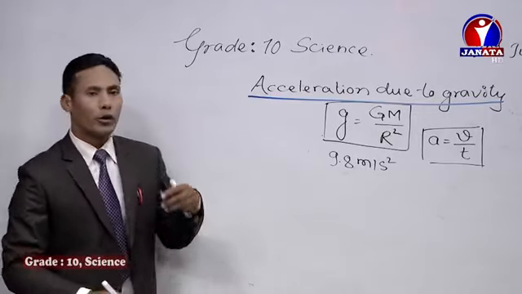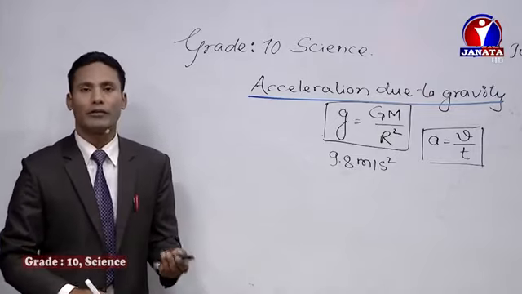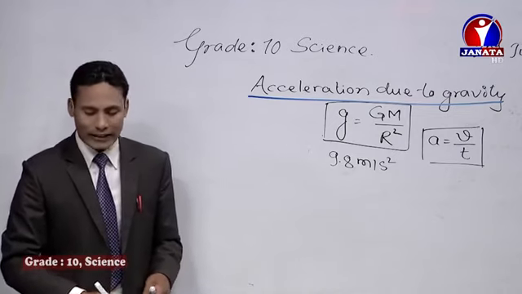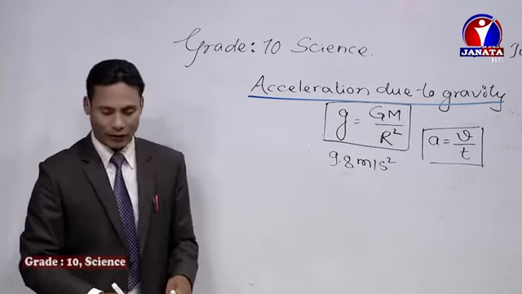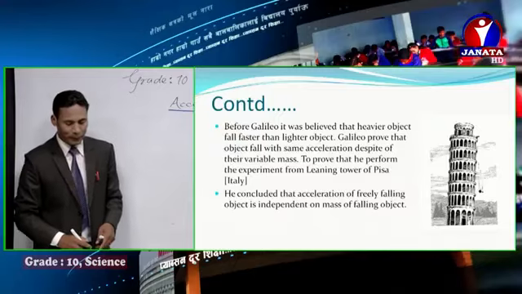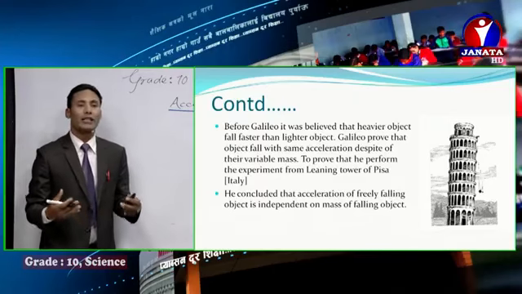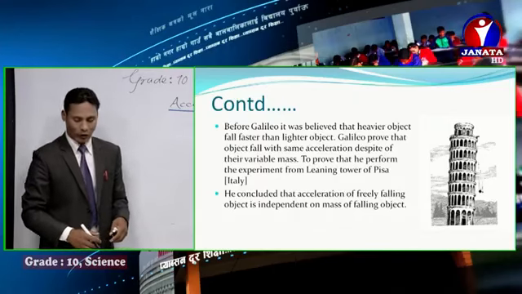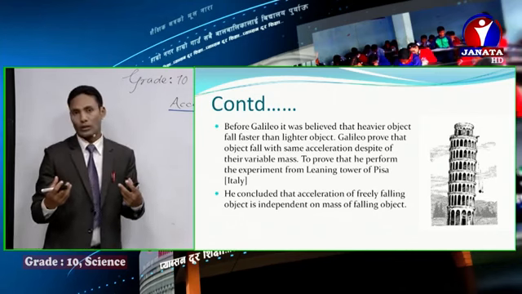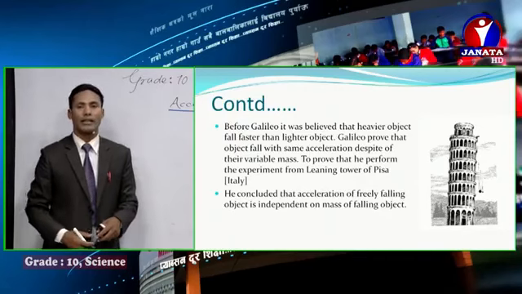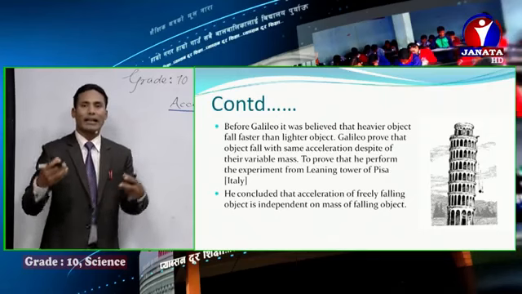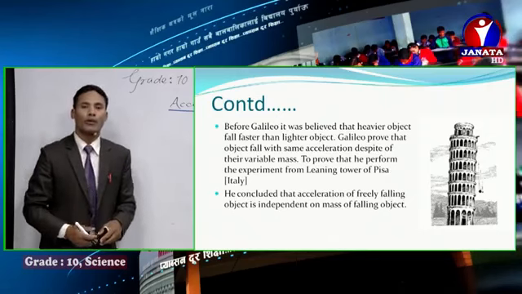To prove this statement, he performed an experiment on the Leaning Tower of Pisa, which you can see on the screen. Galileo proved it with the help of two stones, one of bigger mass and another of smaller mass. The bigger mass object and the smaller mass object were let fall from the tower.